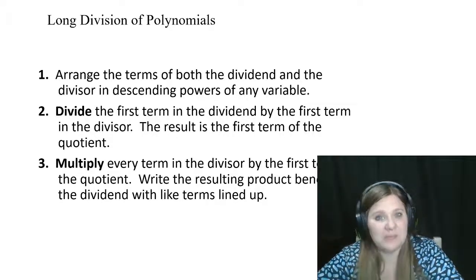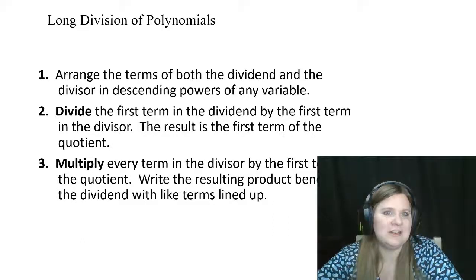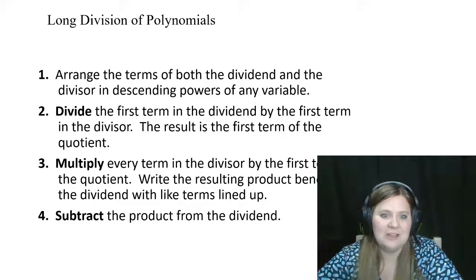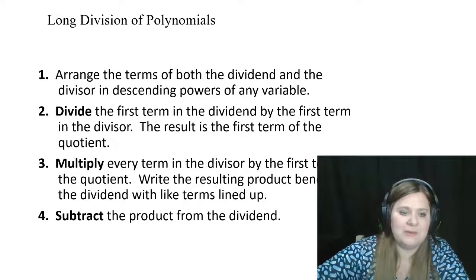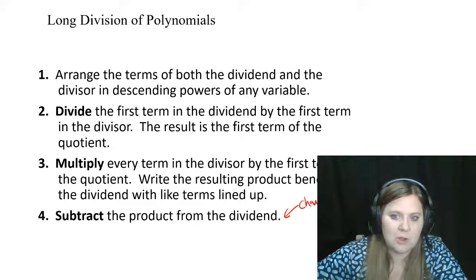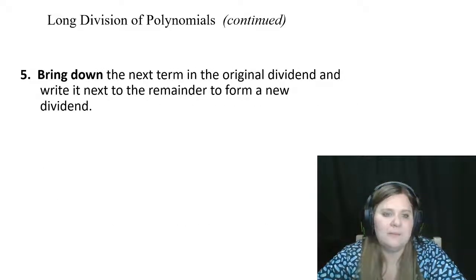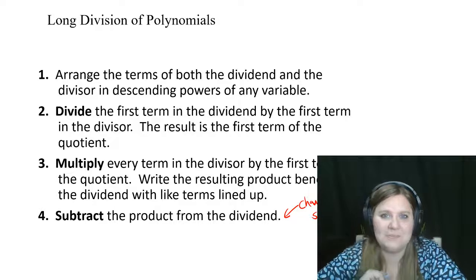Then you're going to multiply every term in the divisor by that value, and you're going to line everything up underneath. You're going to subtract the product from the dividend, and what I'm going to add here is you're going to change all signs and add. I find that a much easier way to do this. Pause the video if you need to catch up.